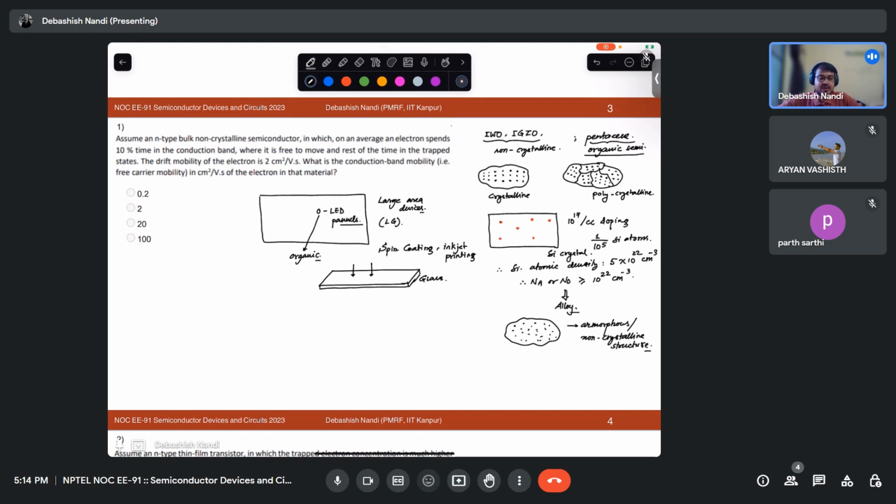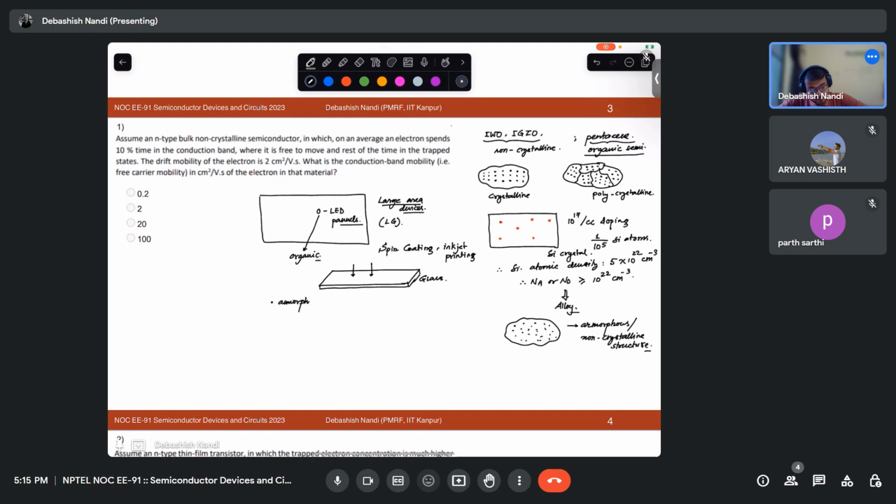What are LEDs? LEDs are nothing but diodes, right? If you have a certain voltage, an electron jumps from the conduction band to the valence band and emits the energy in terms of light. So these large area devices are generally made with amorphous semiconductors.